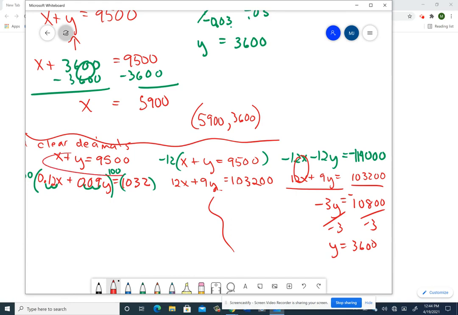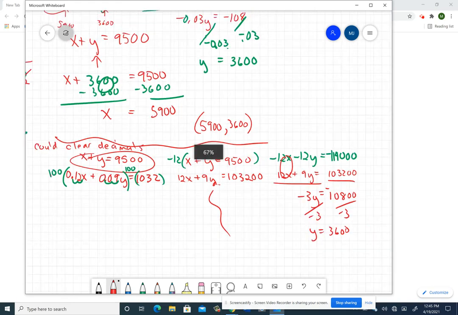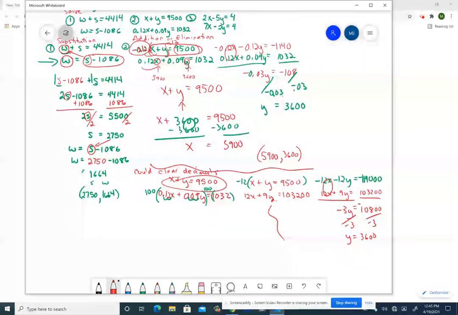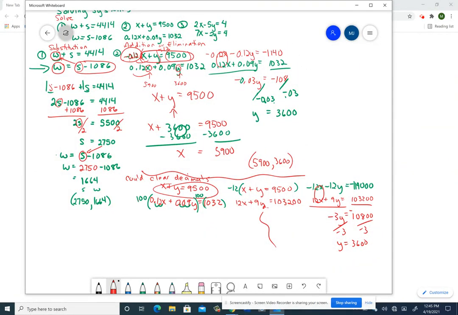You could go back up now and plug into here. All right, so if you ask me to make a recommendation, I would say keep the decimal in there. It's kind of like back with fractions. You could clear the fractions, but most of you decided not to. When we were doing equations with fractions, you just kept them in there because you had a calculator that would handle that for you. Okay.